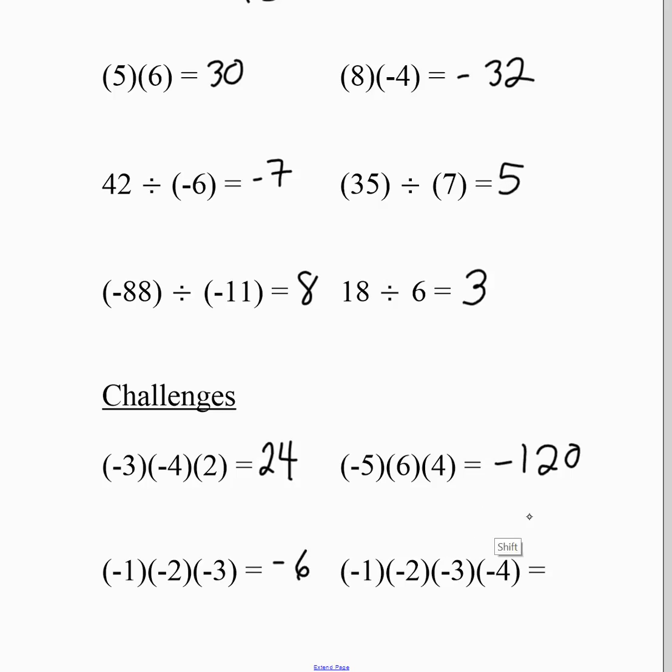And then this last one has 4 negative signs. 4 negative signs will result in a positive answer. And then all I need to do is think what's 1 times 2 times 3 times 4. I get 24, and I'll get positive 24.